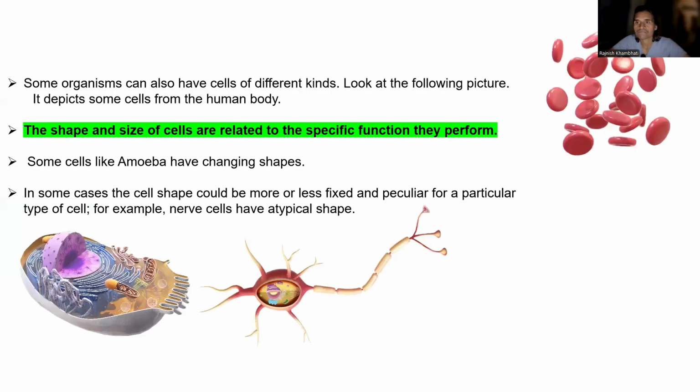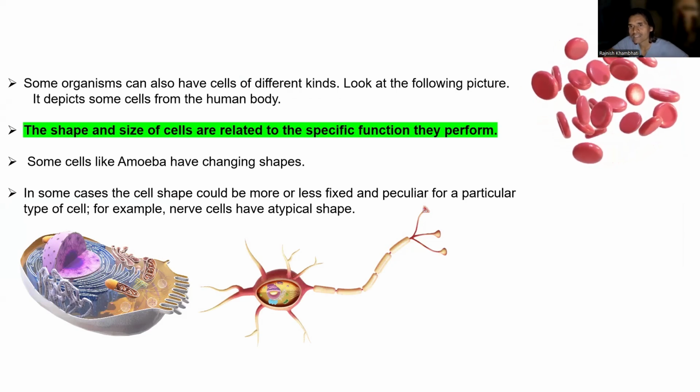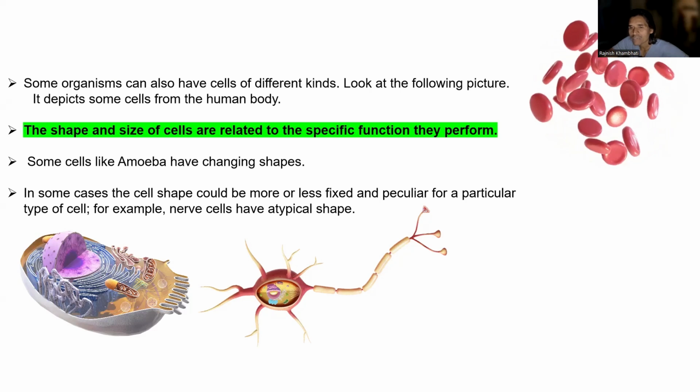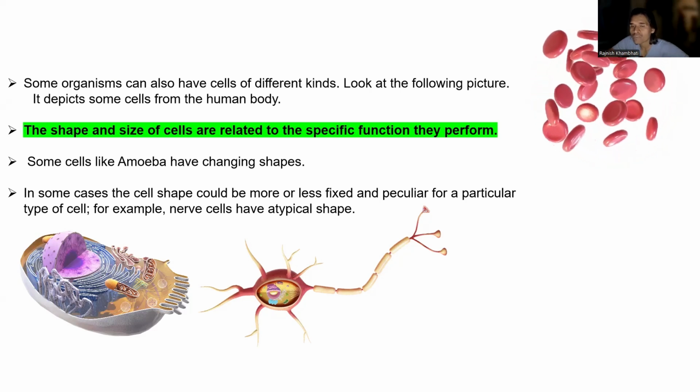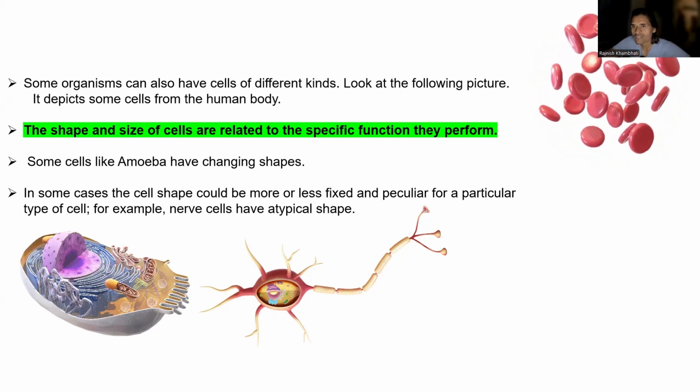Okay. Now, what is this? These are different types of cells from different organisms. Some organisms can also have cells of different kinds. Means a single organism is made up of different types of cells. Like this is all, for example, human cells. Now, in human cells, you can see this is the RBC, red blood cells. It's a blood cell. Blood cells look like circular, disc-shaped structures, which is your blood.